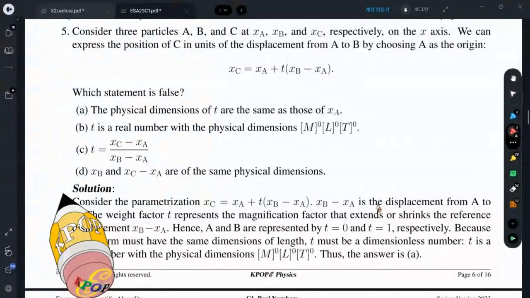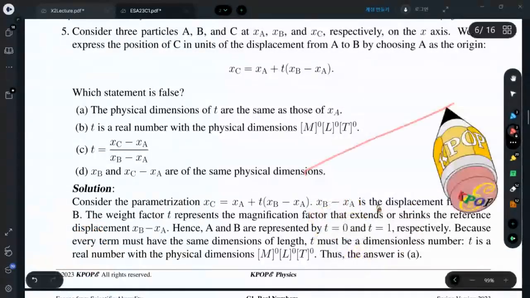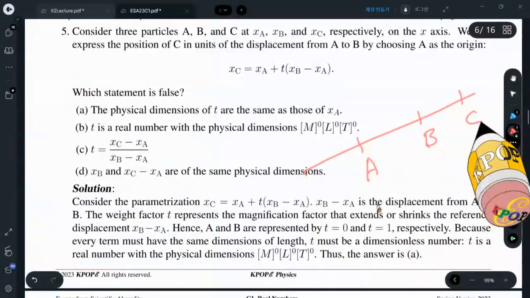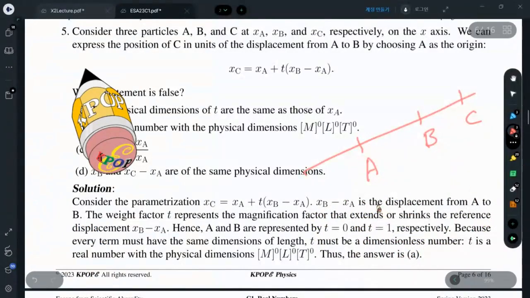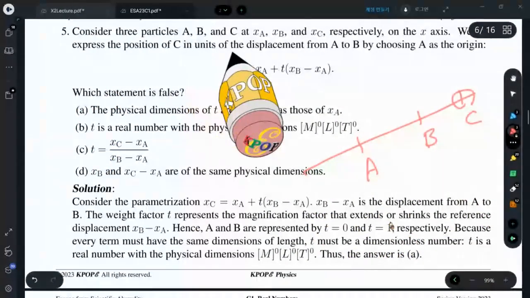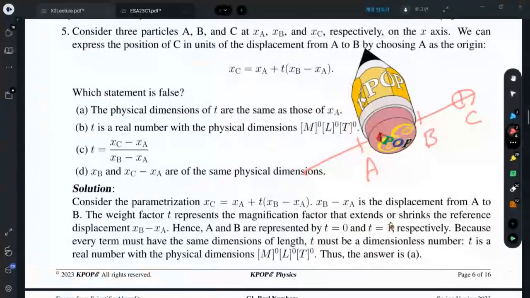Consider three particles, A, B, and C, all on the x-axis. We have A, we have B, and we have C. We can express the position of C in units of the displacement from A to B.